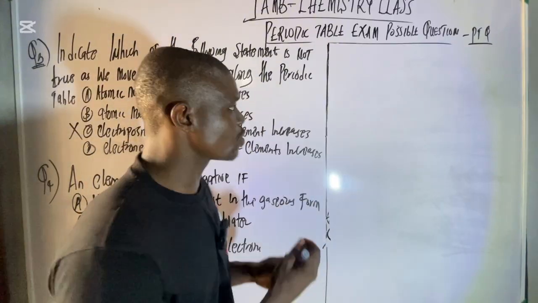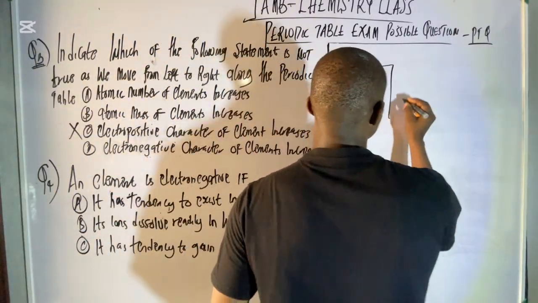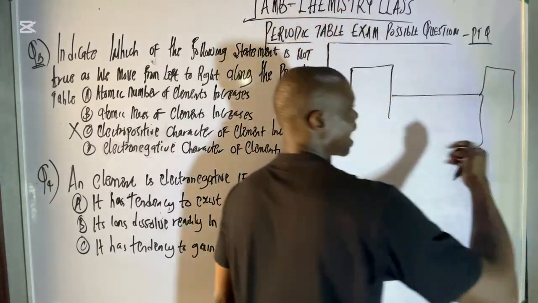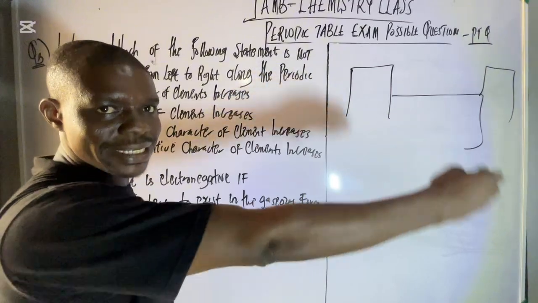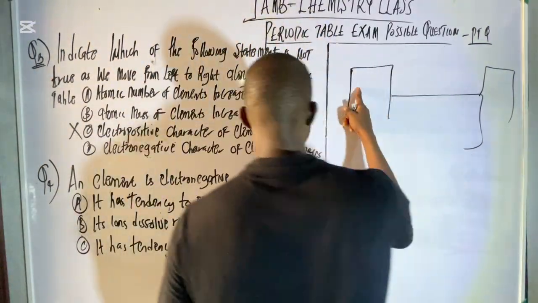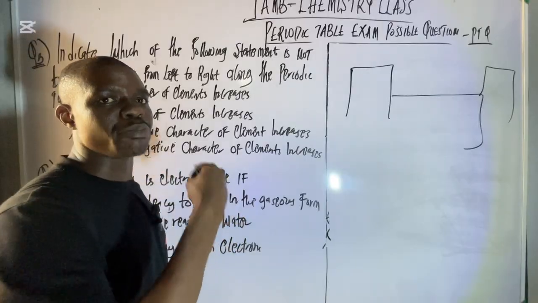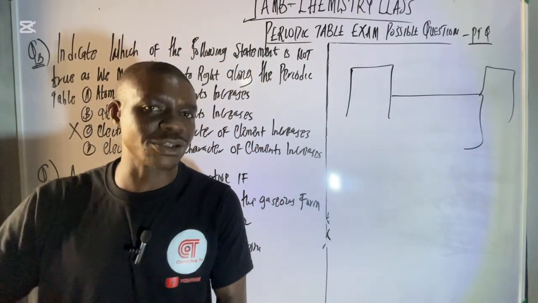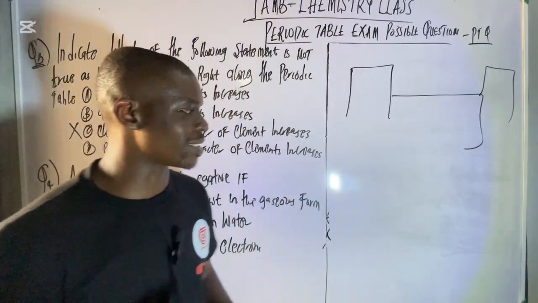Do you understand? That is why if you look at the elements in the periodic table here, elements in the P block are mostly non-metals, while elements in the S block are mainly metals. Metals are electropositive. Non-metals are electronegative. So this is one thing to understand here.